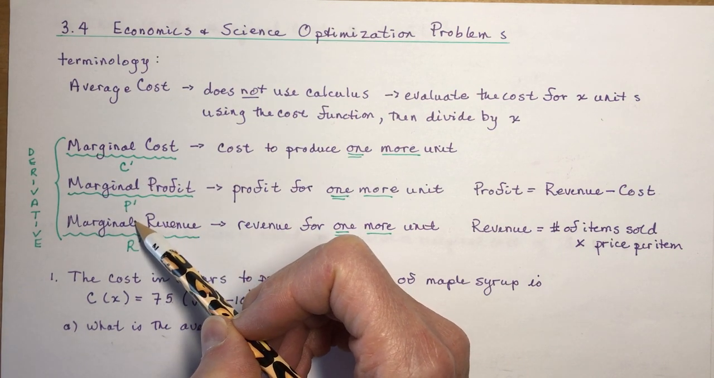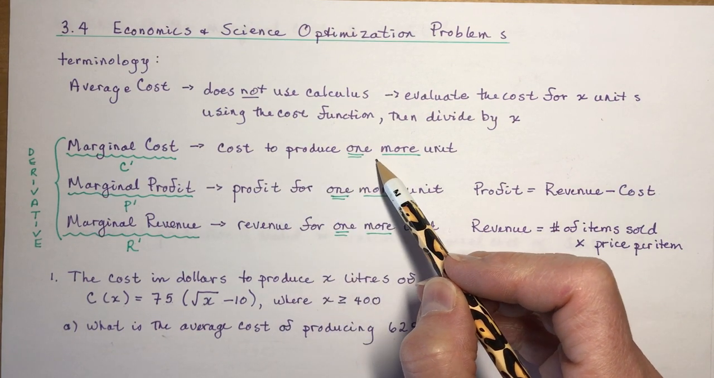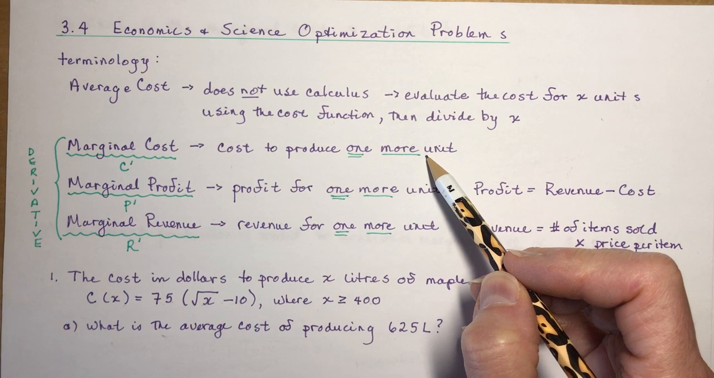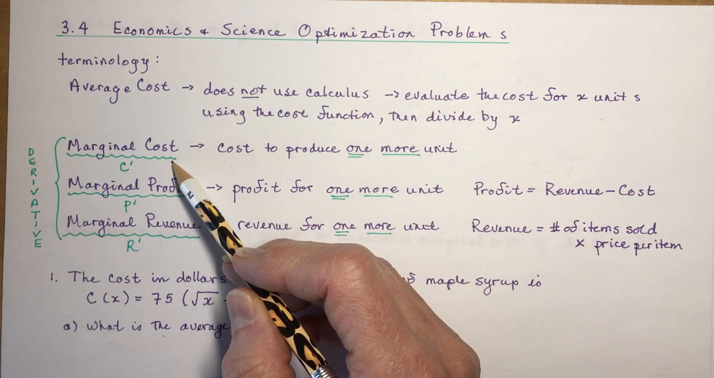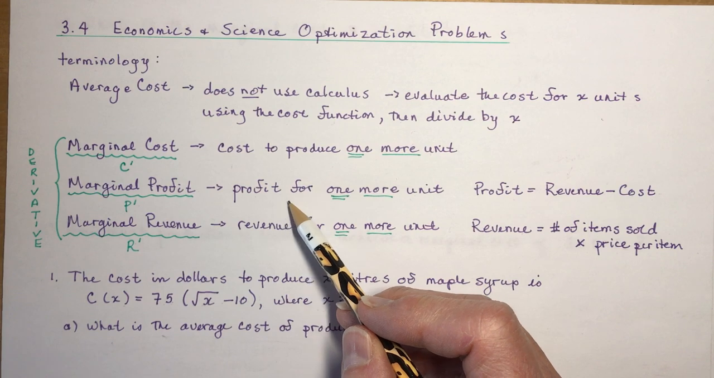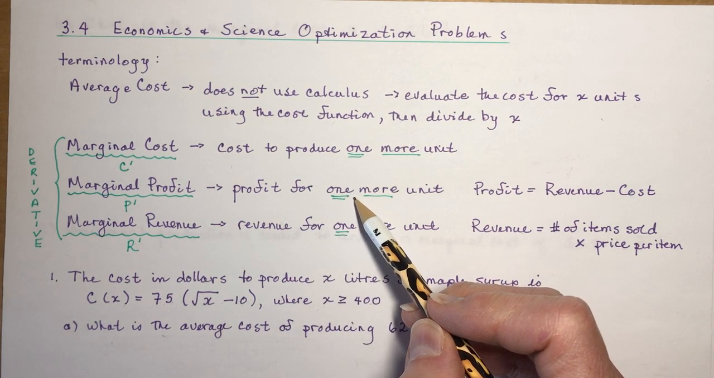Now the marginal cost, anytime you see the word marginal, you want to take the derivative. So the marginal cost is the cost to produce one more unit. So basically you're finding the slope of a tangent at that point, and that slope is giving you the marginal cost. Same thing for profit. Once you have a profit function, you're finding the profit for one more unit. Again, it's the slope at a certain point.